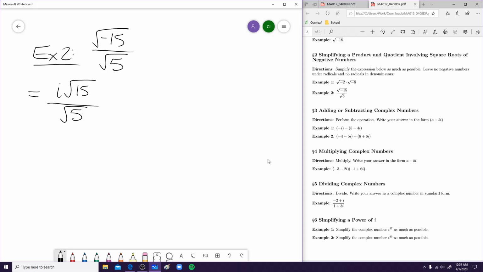Now, because the square root of 15 and the square root of 5 both give me a real number and have the same index, I can now combine them. So I have i and then the square root of 15 divided by 5. We can simplify 15 divided by 5, that is 3. Now, 3 has a power of 1. 1 is less than our index 2, so we know that this is as simplified as possible.